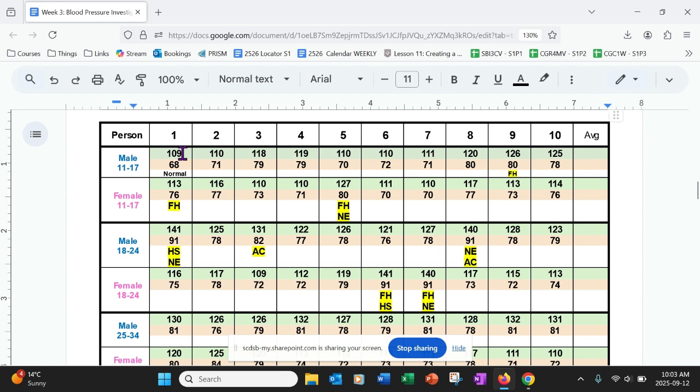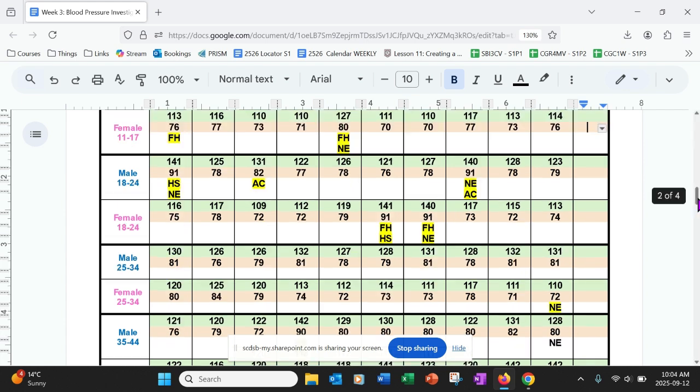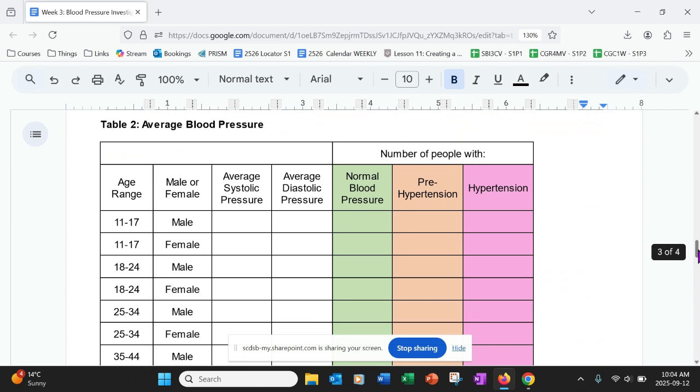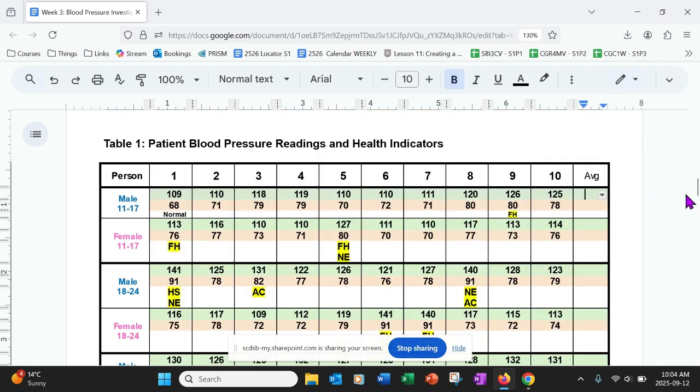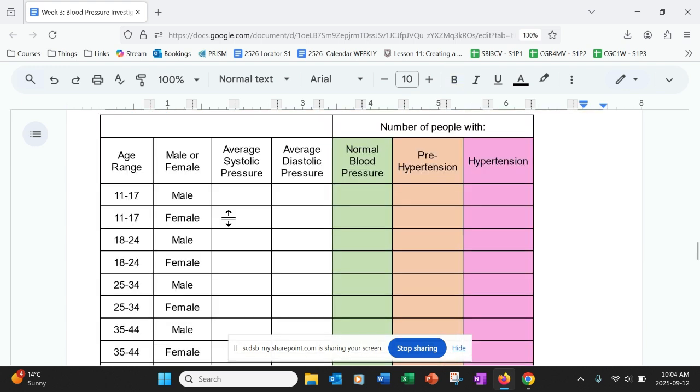All right. So what you're going to do is add up all these top numbers right here, and you're going to divide by 10. That's how many people are in the row. And then that is going to be your answer for the average. Please use a calculator. Then you're going to do all the diastolic pressures, and then you're going to put the average there. If you put it there, it's redundant, I understand. But this is where you're going to put it in table 2. So the answer you get for this green one, for male 11 to 17, is going to go right here. All right, that's how you do that.